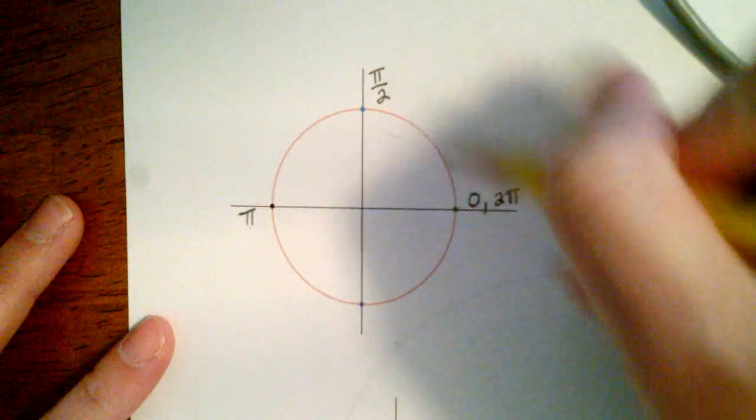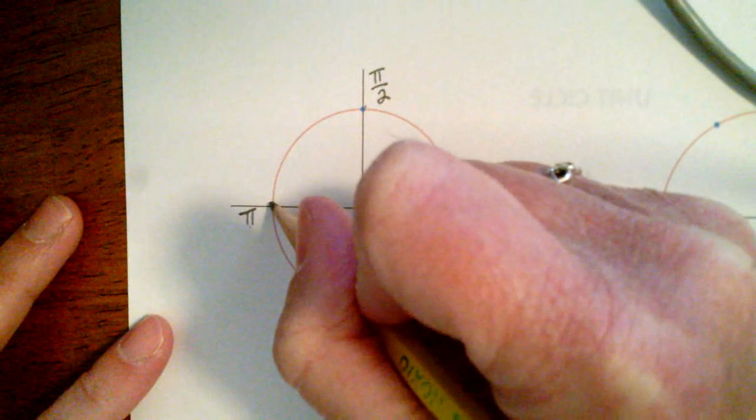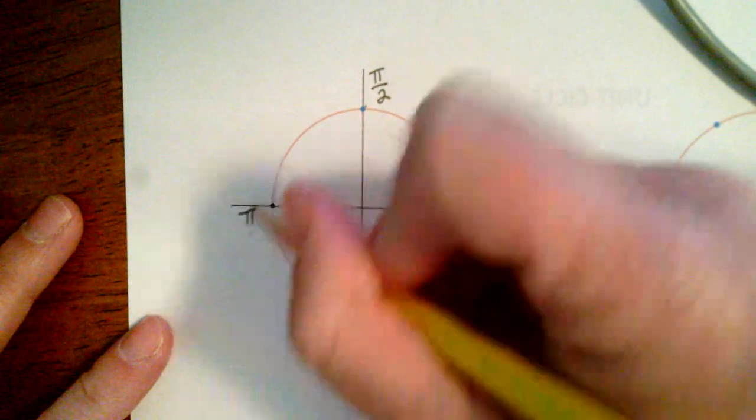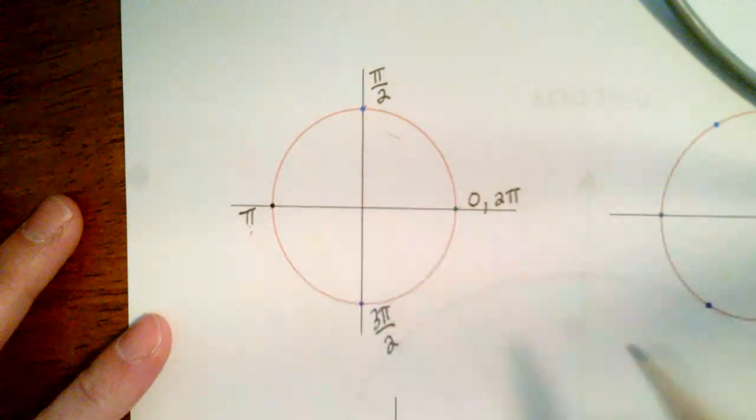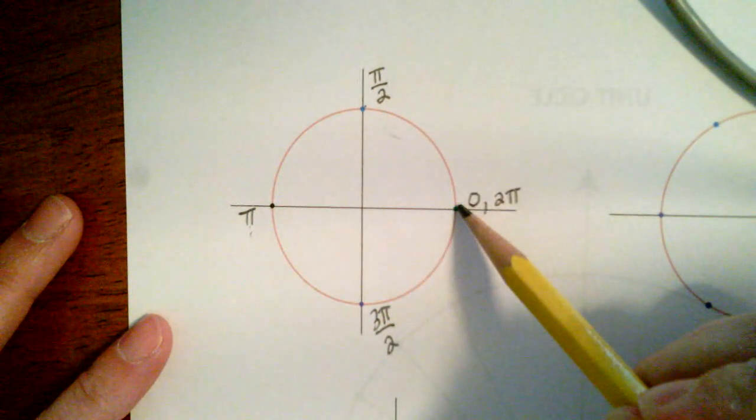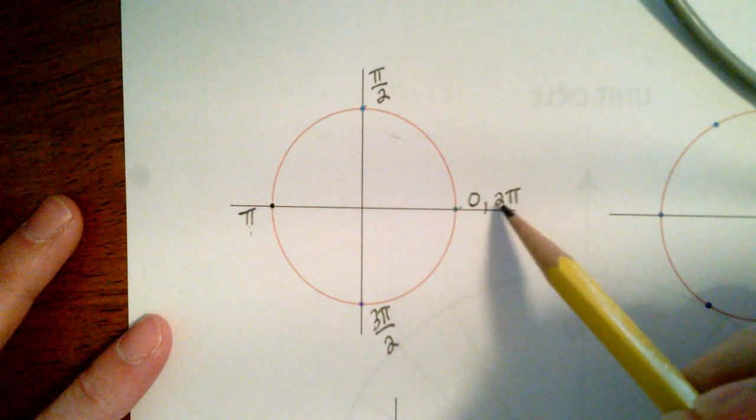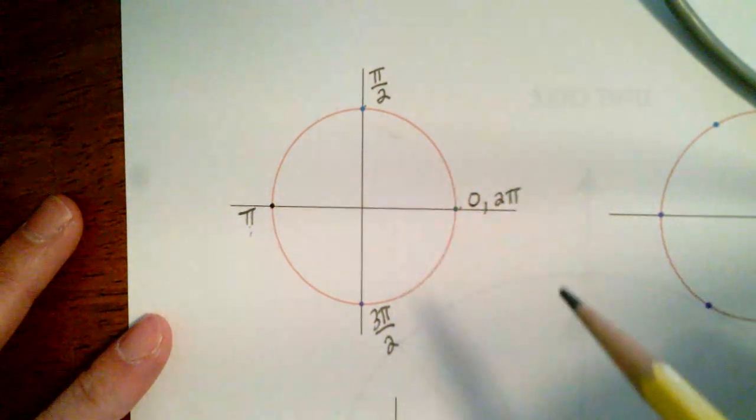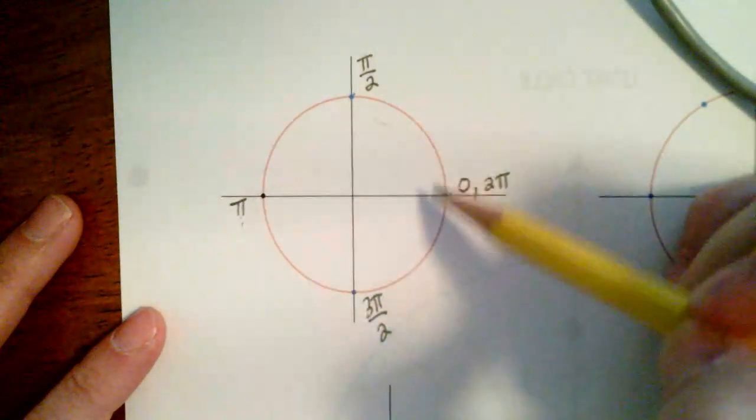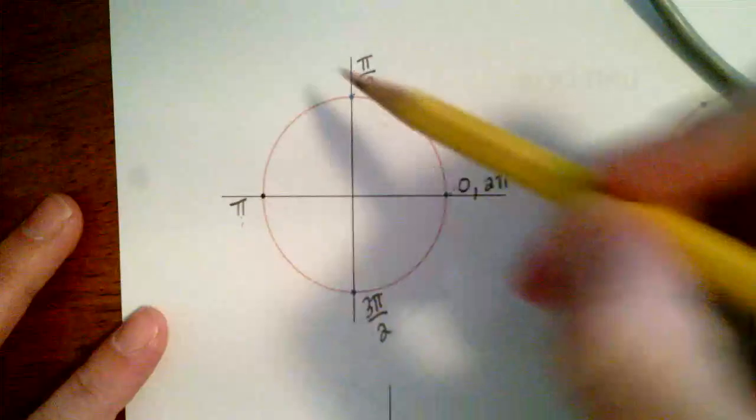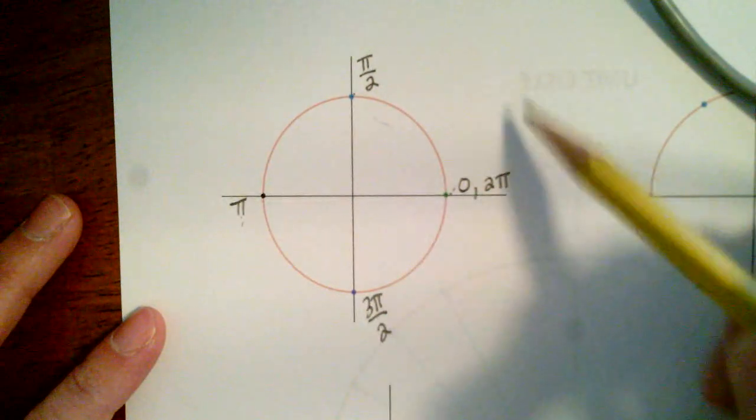Similarly, if this is pi over 2, this is 2 pi over 2, which is equal to pi. Then this is 3 pi over 2. And if we counted 4 pi over 2, 4 pi divided by 2 would be our 2 pi. So what you want to get comfortable with and memorize is that this is 0, pi over 2, pi, 3 pi over 2, and 2 pi.